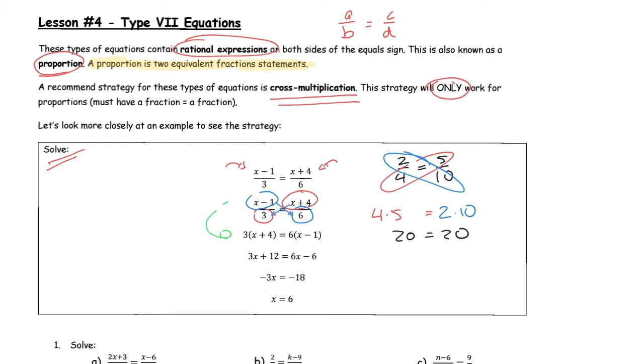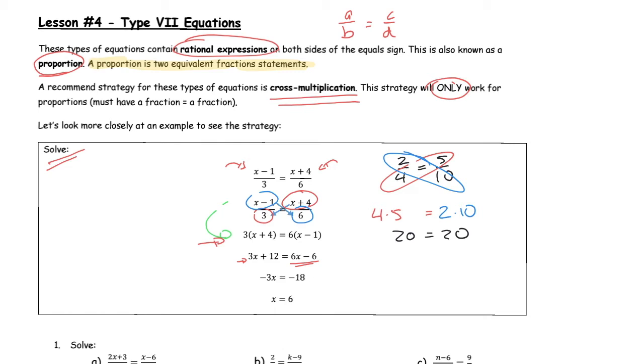Once we've multiplied down, now that we're in this step right here, we're going to distribute through and simplify both sides. So we get 3x plus 12, and over on the right-hand side, we get 6x minus 6. Then we're going to bring the terms with x to one side.